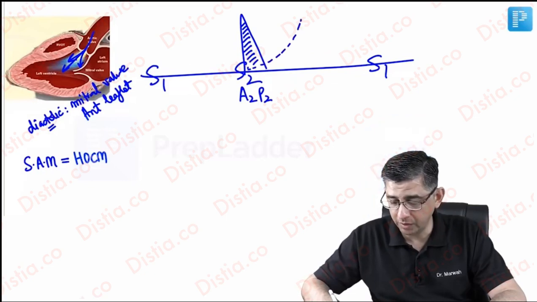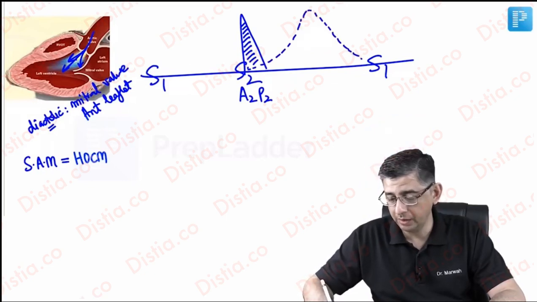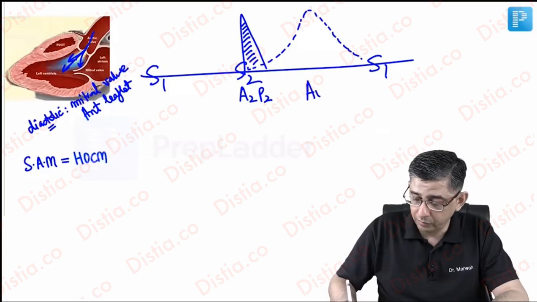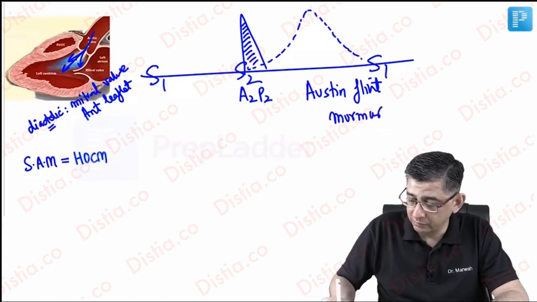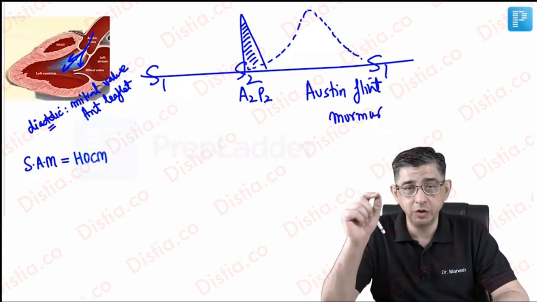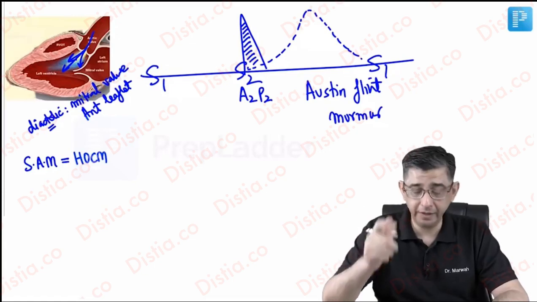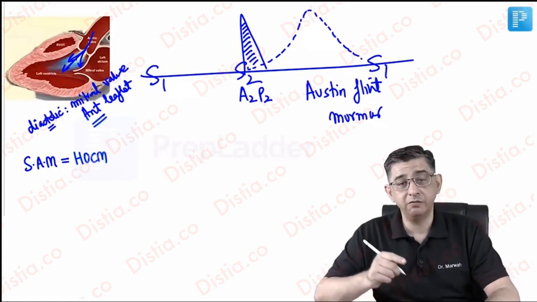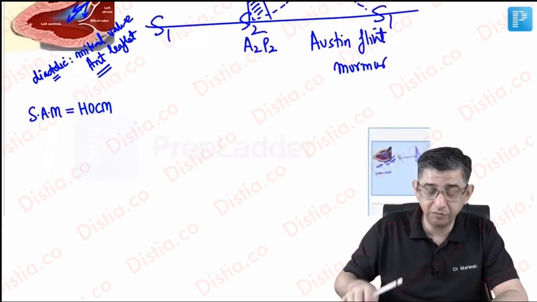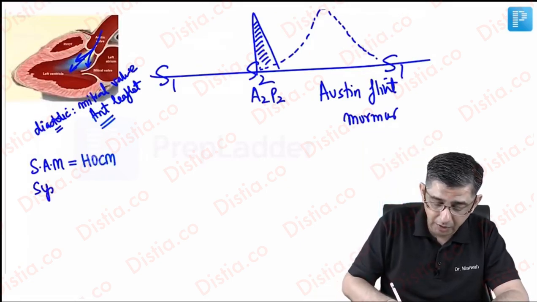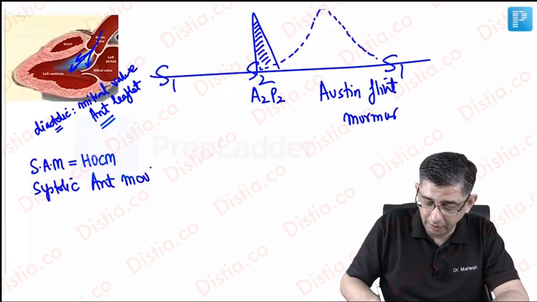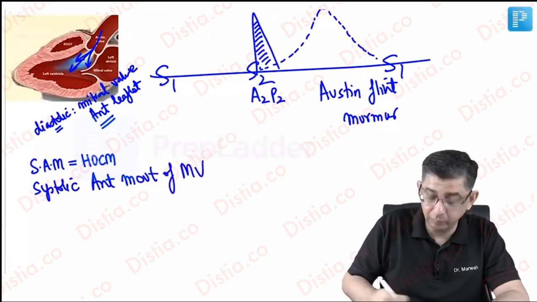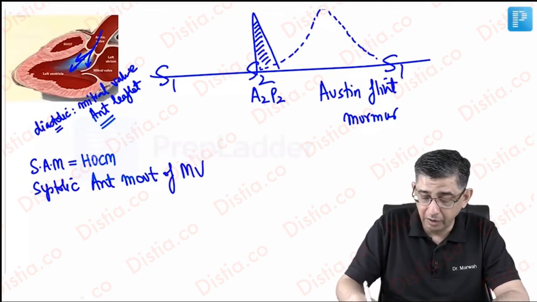This that I'm showing in a dotted fashion is the technical representation of what I started this discussion with. I would rate this as the most important point of this discussion. The reason why you get an Austin Flint murmur is due to the vibrations in which leaflet? It is the anterior leaflet, but when it is happening during the phase of diastole, and this can be easily mixed up with what I'm saying next, systolic anterior movement of the mitral valve. Both are fundamentally different concepts.